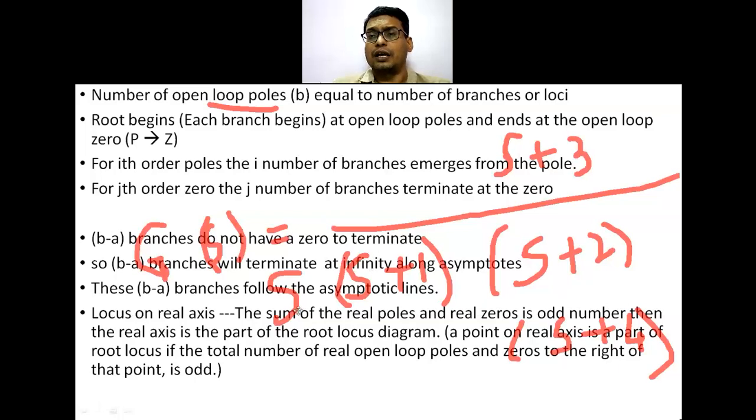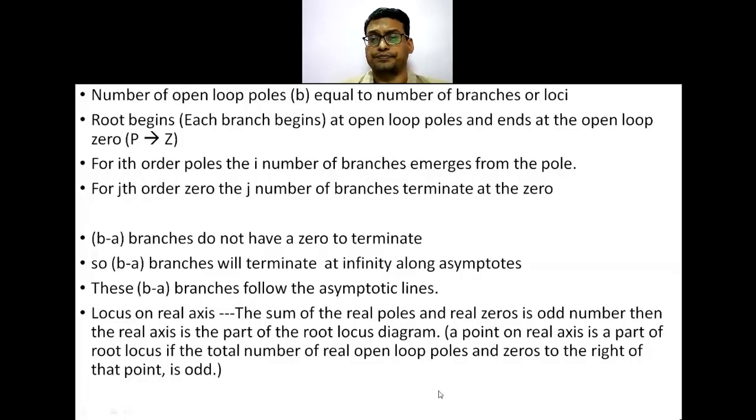So there is 1 zero which has the value of -3. Then the open loop poles, there are 4 poles, with values 0, -1, -2 and -4. So these are the 4 poles we can say now. So there will be 4 branches or loci. So 4 branches or 4 roots will develop.